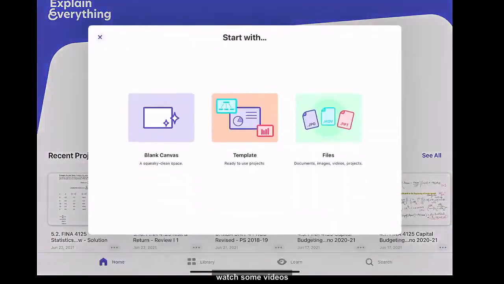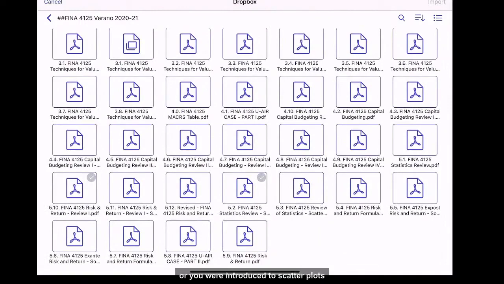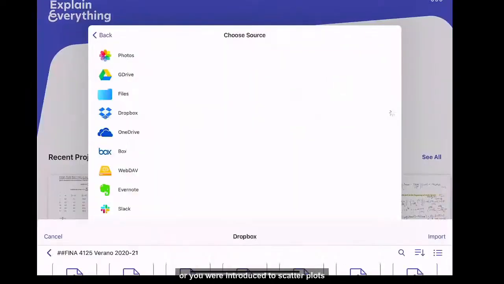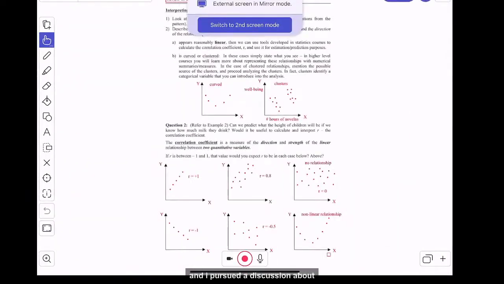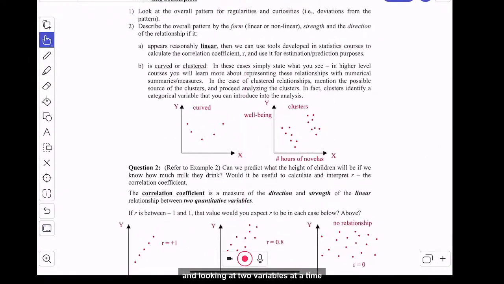And then I asked you to watch some videos that did some more statistics. In particular, you reviewed, or you were introduced to, scatter plots. And I pursued a discussion about looking at two variables at a time. And looking at two variables at a time, we look for a linear relationship or trend between those variables. And I talked about the correlation, the measure of the correlation coefficient. So if you didn't have a chance to watch those videos, please do.